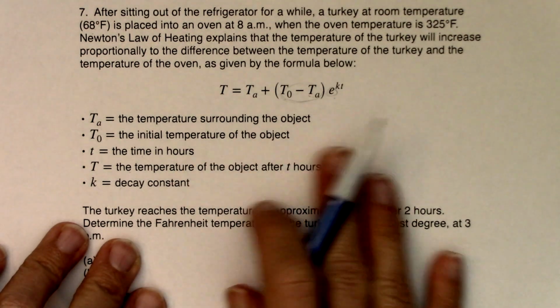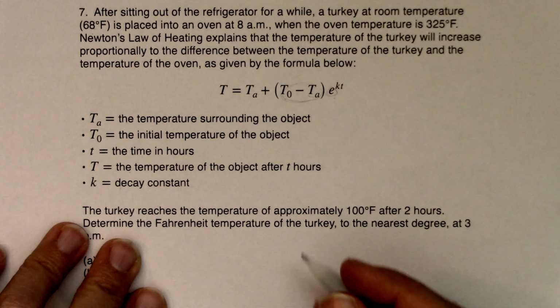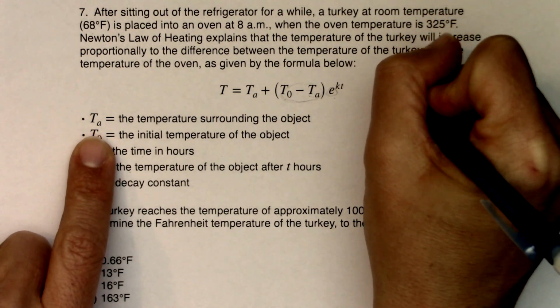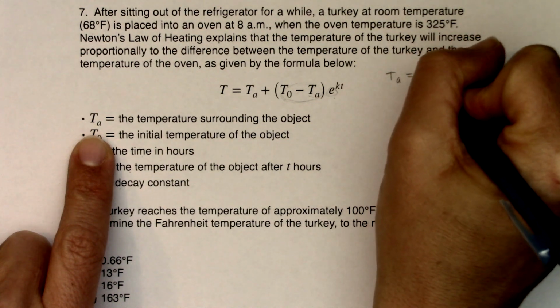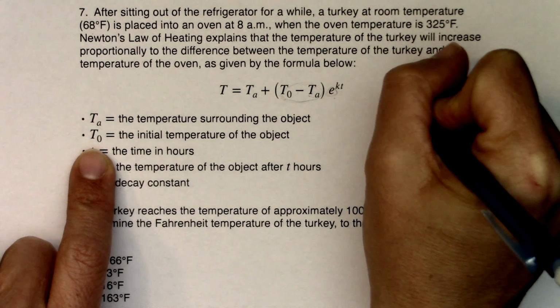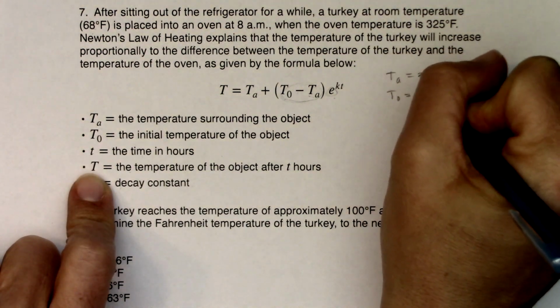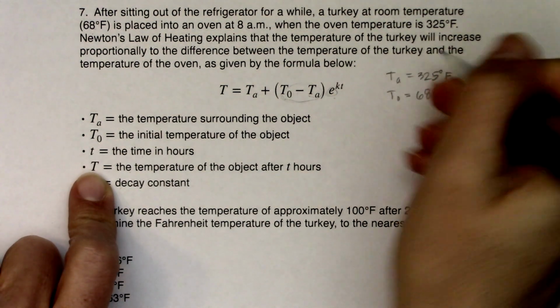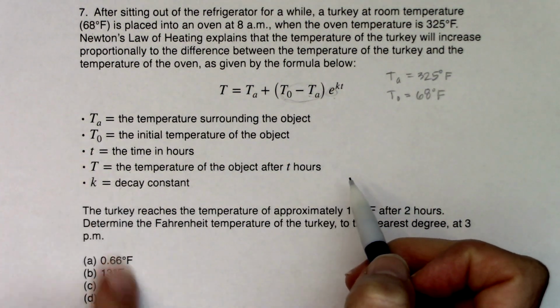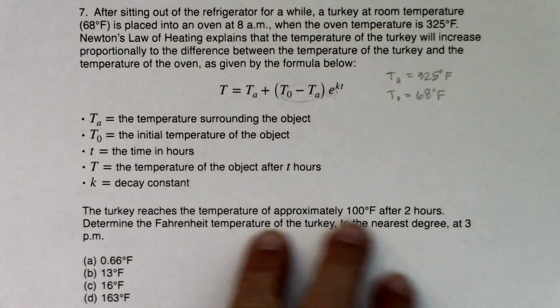So as I'm starting to float through here, and I haven't gotten to the setup yet, I can hear that T sub A, the temperature surrounding the turkey, is 325 degrees Fahrenheit. I can also hear that the temperature of the turkey itself was 68 degrees Fahrenheit. So I can hear a couple of these things just as I'm going through this. So let's see what this next part adds to it.